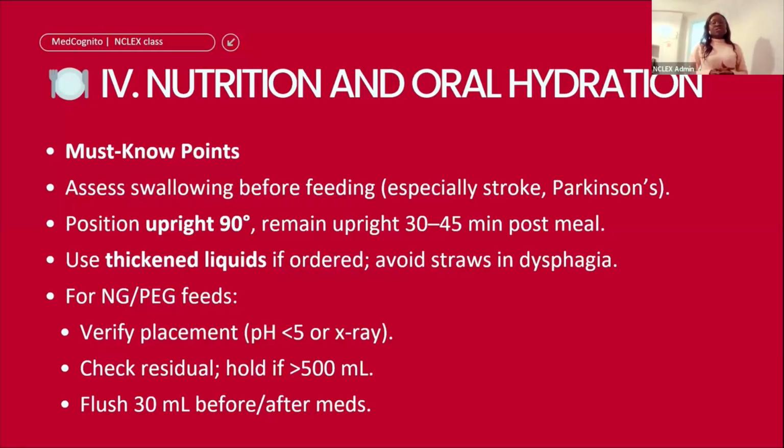For NG tubes and PEG feeds, this is very important. Before you give any feed, you have to verify the placement. You have to be sure that the NG tube is in the stomach. So we aspirate and check pH, or we take an X-ray which shows that the tip of the tube is in the stomach.